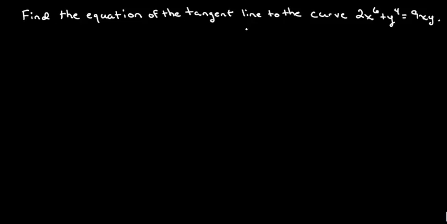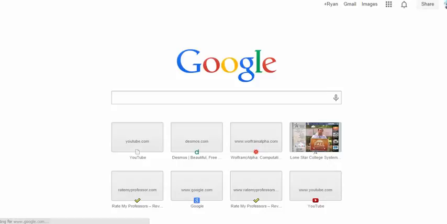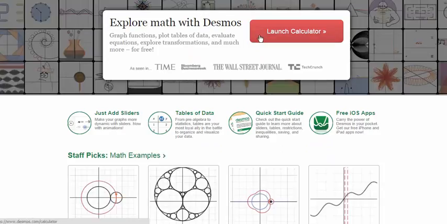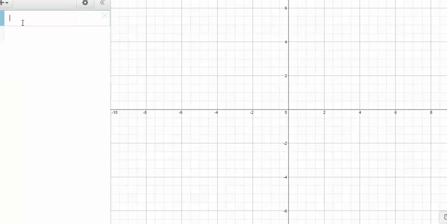So we want to find the equation of the tangent line to the curve, this guy right here, at (1, 2). Okay. So this guy right here, if we went ahead and graphed it out, what I'm going to do is grab Desmos here, just to take a look at what we're dealing with.